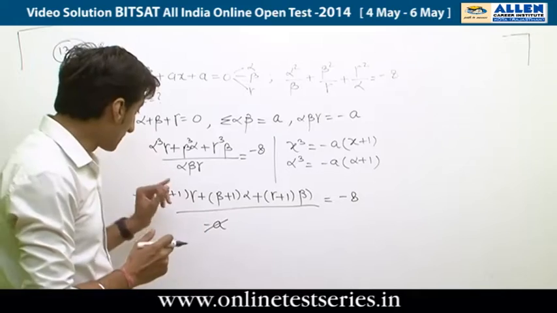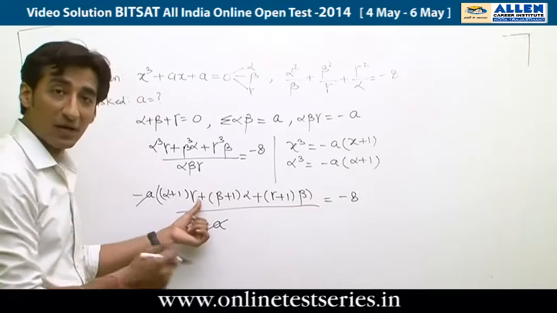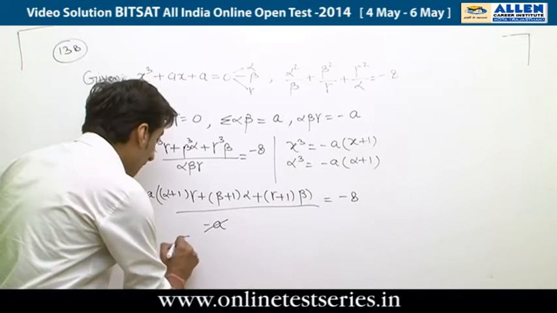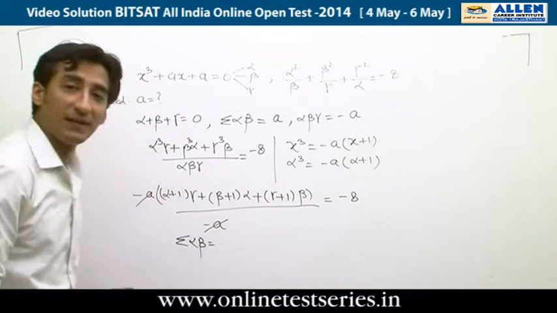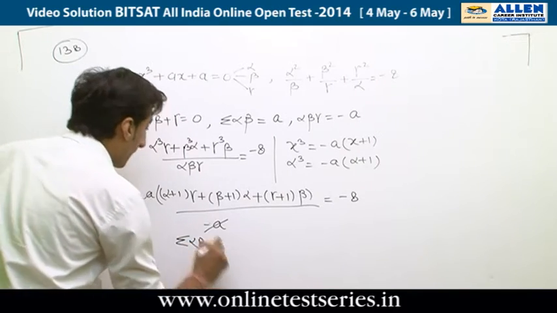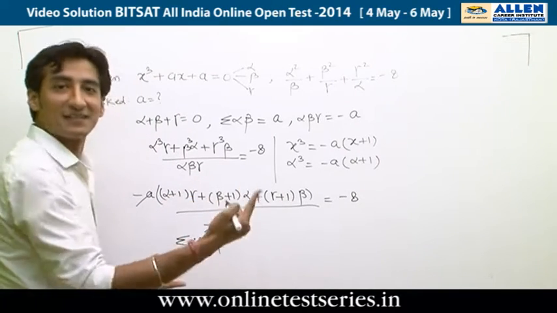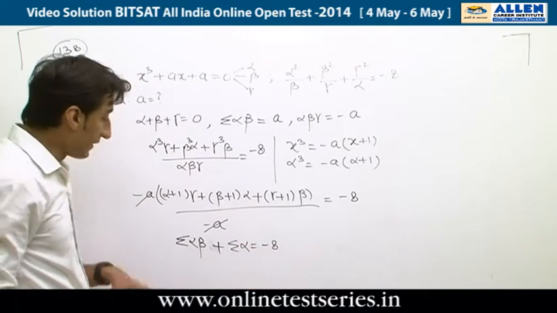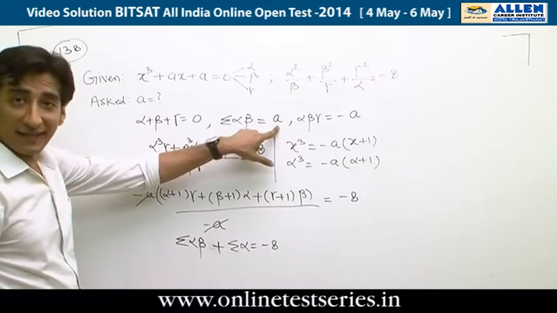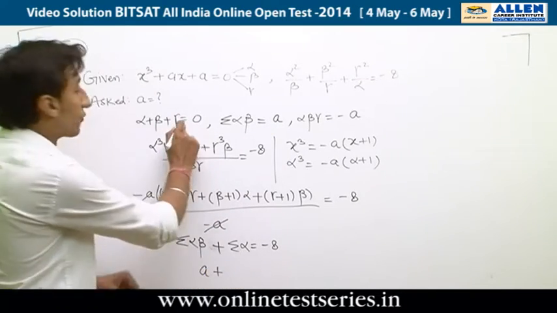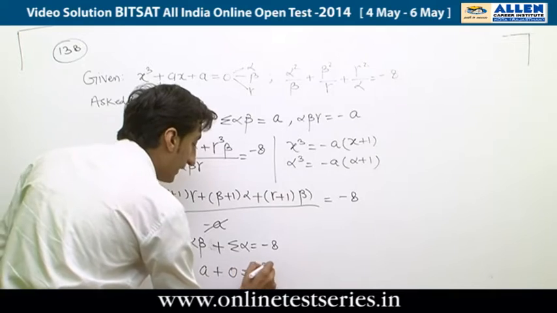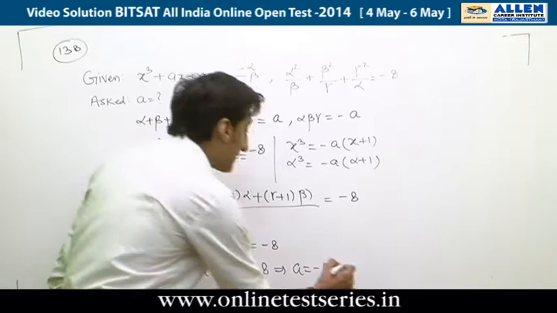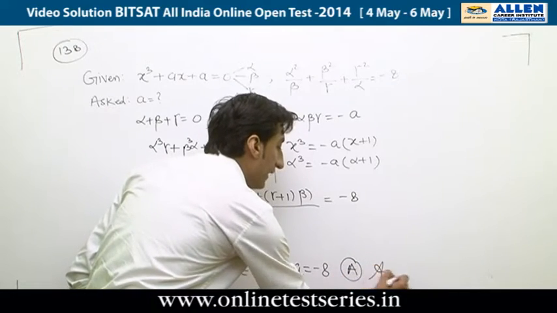Now carefully observing this expression, alpha gamma plus beta alpha plus gamma beta is nothing but the sum of roots taken 2 at a time, sigma alpha beta, and plus gamma plus alpha plus beta is nothing but the sum of roots taken 1 at a time, which is given to be minus 8. Clearly we know that the sum of roots taken 2 at a time is a, plus sum of roots which is 0, equal to minus 8. This gives a is equal to minus 8, and this is our answer. Hence the answer would be A, and this is the right answer.